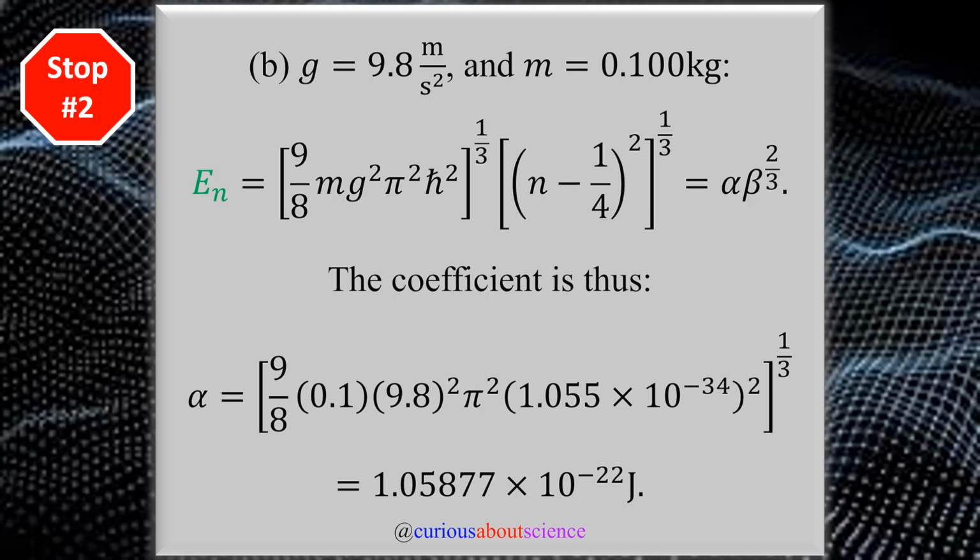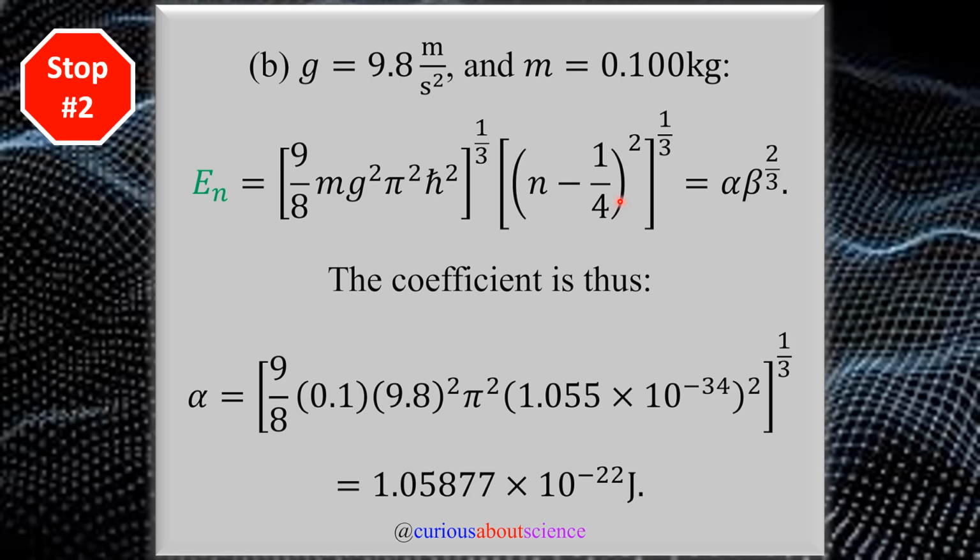So part B wants us now to analyze it numerically and give a couple things. Here for G, we're supposed to use 9.8 meters per second squared, and M is equal to 0.1 kilograms. Cool. Before we plug everything in, let's realize that this energy level has the form of a coefficient. That's going to stay the same regardless of energy level. And so we have that to the 1/3 power.